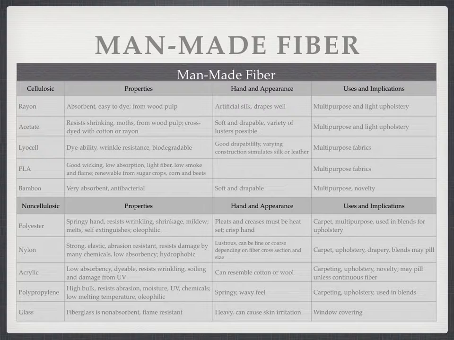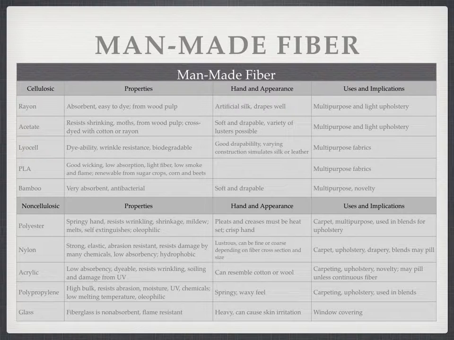In the non-cellulosic, these are some of the ones that you'll run into more often. So polyester and nylon are two of the most popular fibers that you'll probably see. You will see them a lot in carpet, upholstery, drapery. There's a lot of different things that you can use polyester and nylon in. Carpet and rugs is probably one of the biggest areas that you will see them.